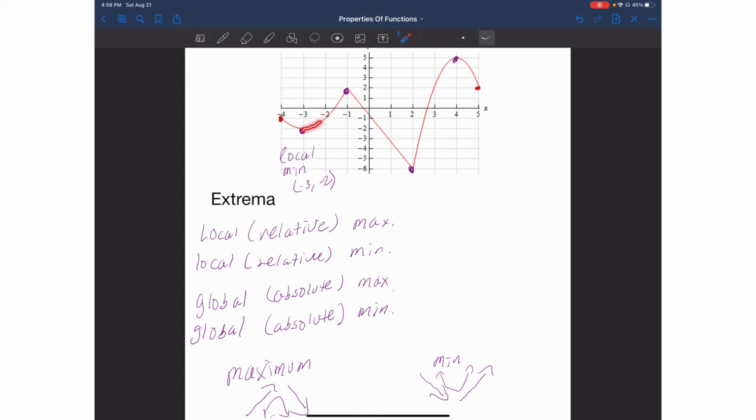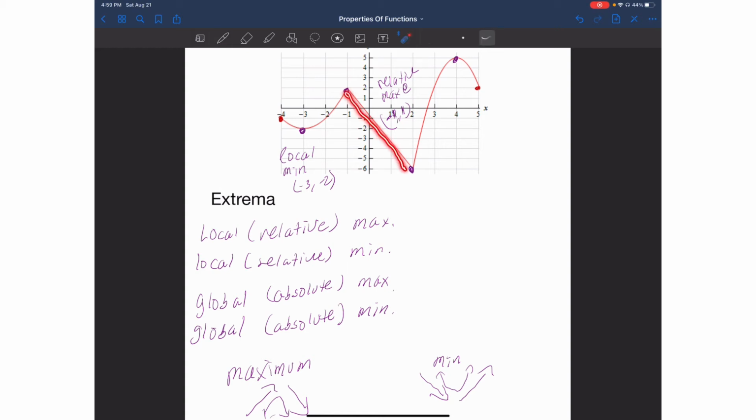After that, I'm increasing, then I start decreasing, or you can see that is the highest point around the area. So this is going to be a relative. Again, I can use the word relative or local maximum, and it will happen at -1, comma 1. Hard to see.